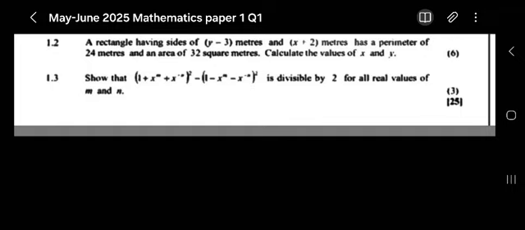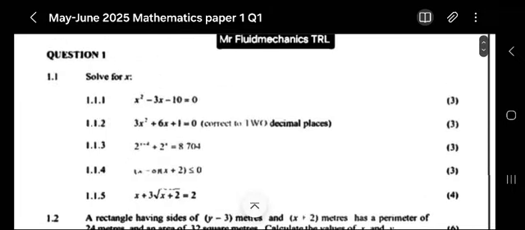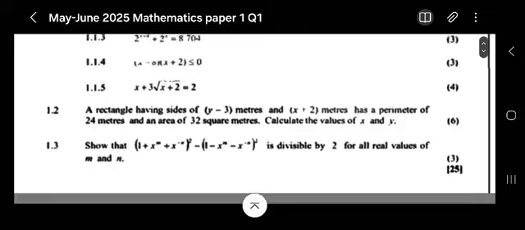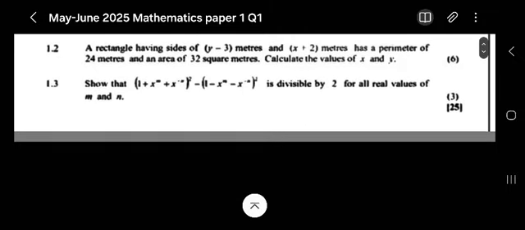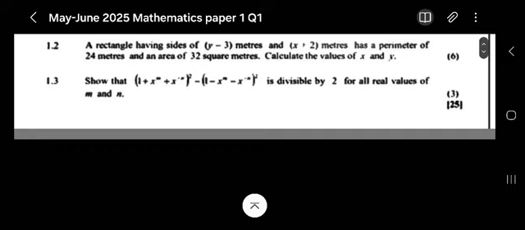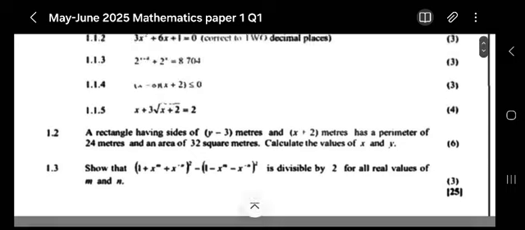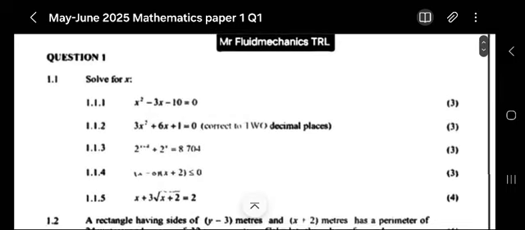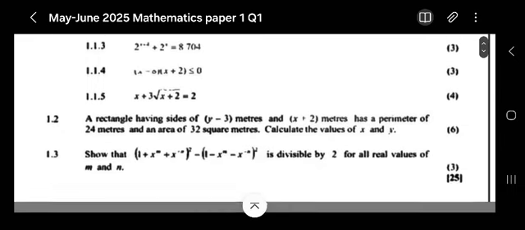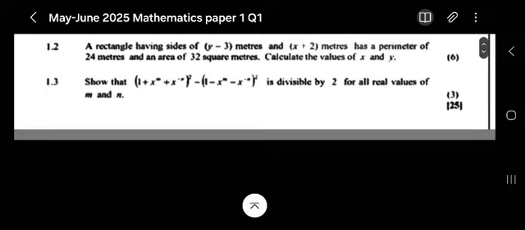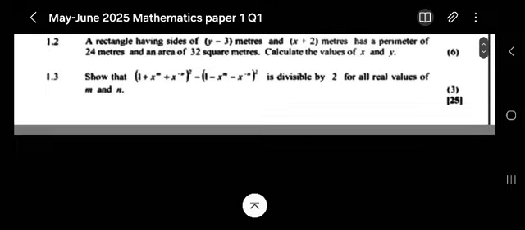This is a continuity. I did question 1 until question 1.5, then I had some problem. I had a technical error. So if you want question 1 until question 1.5, you can join me on my YouTube channel. You'll see it. So let us attack question 1.2.